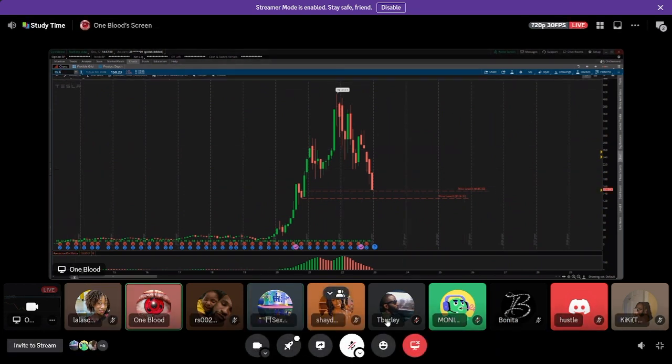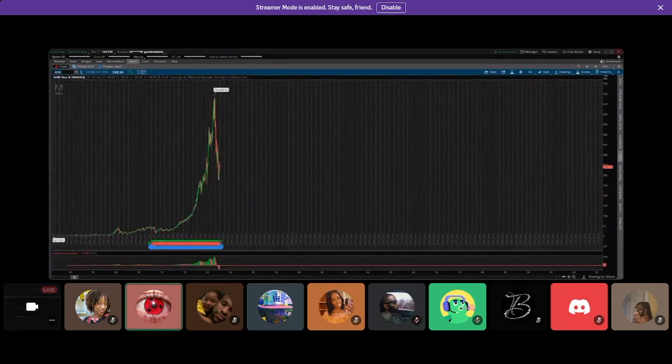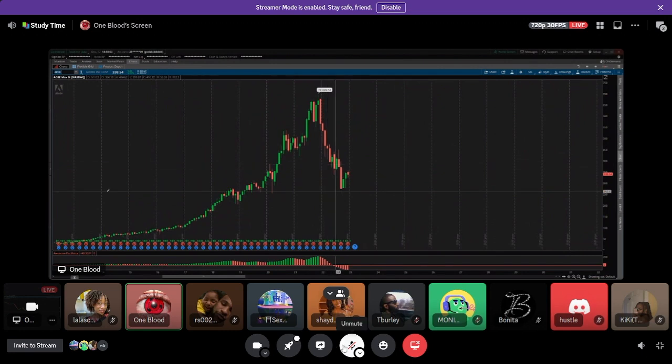What's the ticker again? Adobe, ADBE, action, data, follow, excitement.